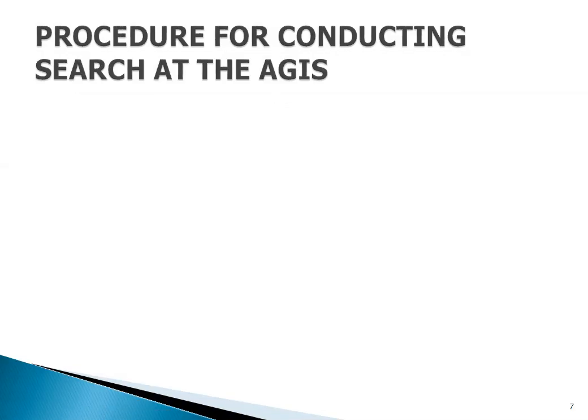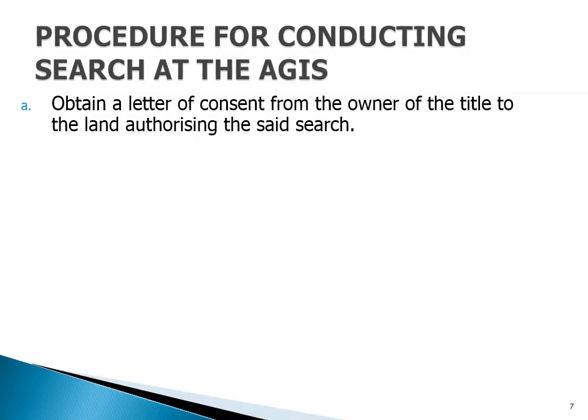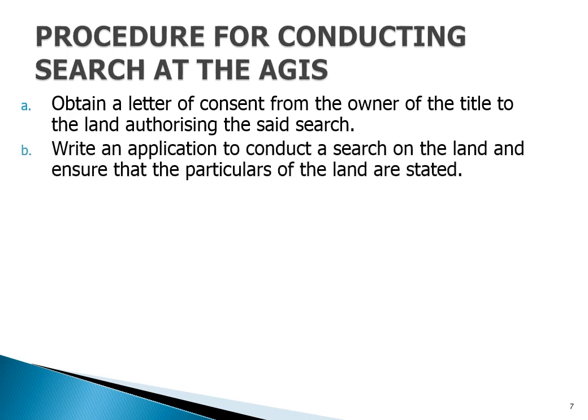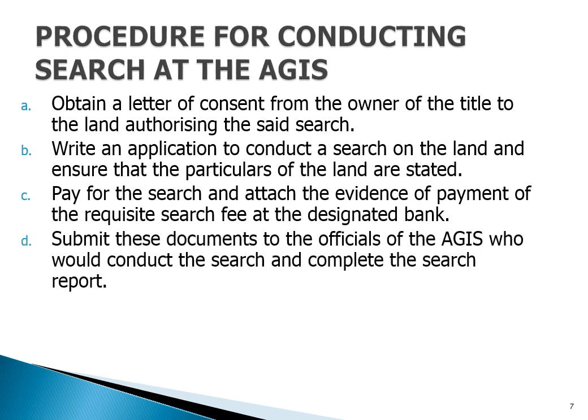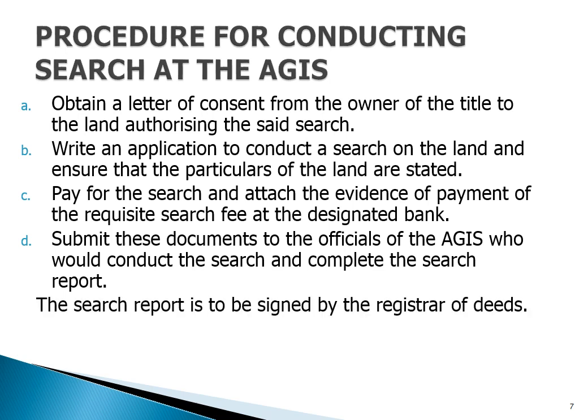Procedure for conducting a search at the AGIS. A. Obtain a letter of consent from the owner of the title to the land authorizing the said search. B. Write an application to conduct the search on the land and ensure that the particulars of the land are stated. C. Pay for the search and attach the evidence of payment of the requisite search fee at a designated bank. D. Submit these documents to the officials of the AGIS who will conduct the search and complete the search report. The search report is to be signed by the Registrar of Deeds.